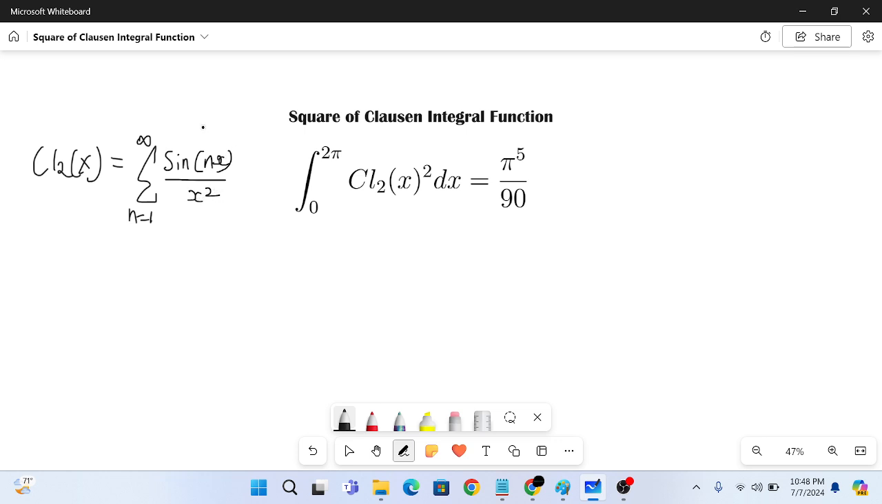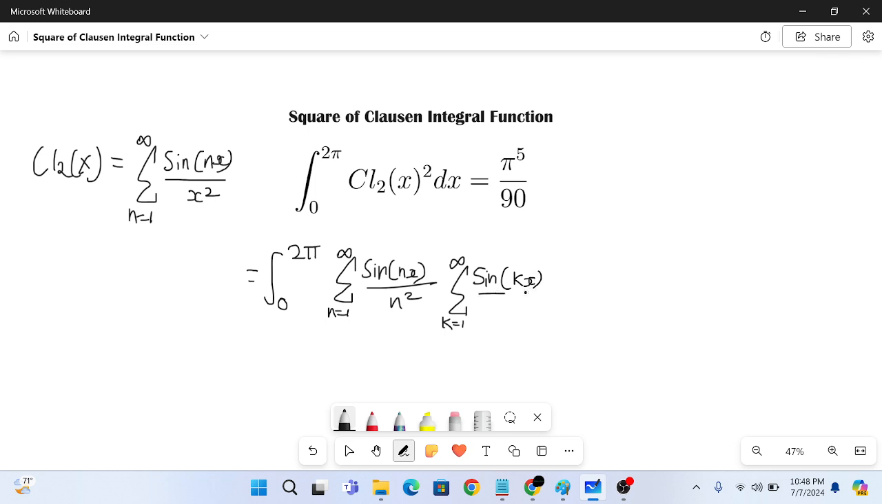And yeah, we just need this definition to solve this integral actually, and this is pretty easy, to be honest, compared to the other ones that we do on the channel. Let's start. So this is the integral from 0 to 2 pi, and then the sum from n equals 1 to infinity of sine nx by n square, and then the sum from k equals 1 to infinity of sine kx by k square, and dx.